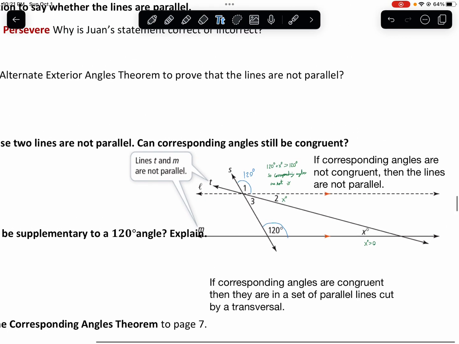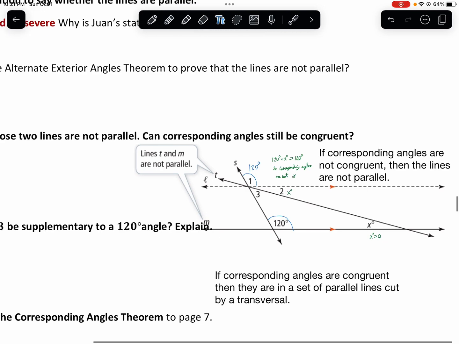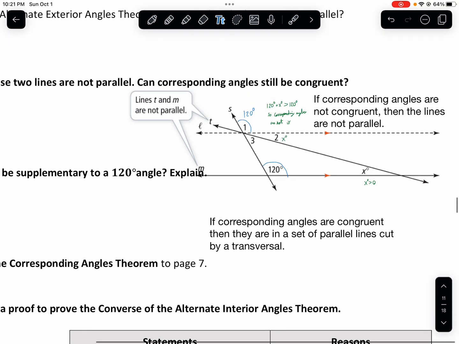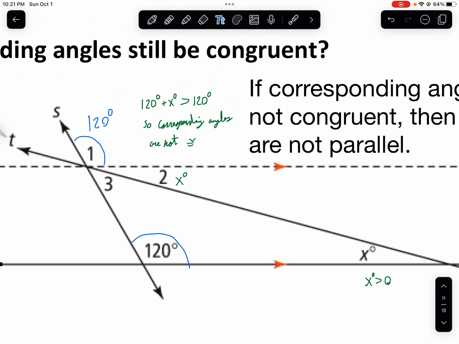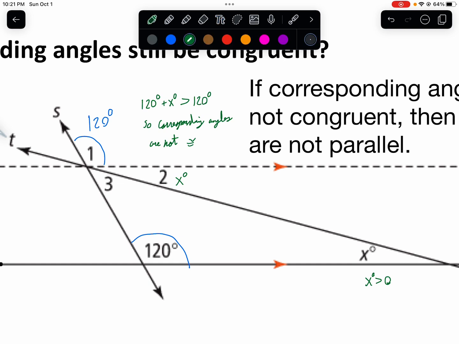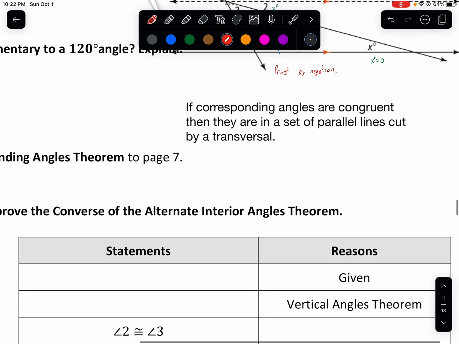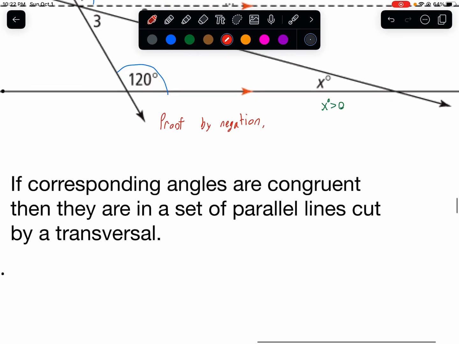Okay? Now, it's a pretty simple statement to use. We're going to go through a few proofs that kind of follow from this, but what we just did was called a proof by negation. We proved that it was impossible for the corresponding angles to be congruent, and we came up with the opposite statement. This is a proof by negation. We showed that it was impossible for it to be untrue. Okay? Now, finally, that leads us to the converse statement.